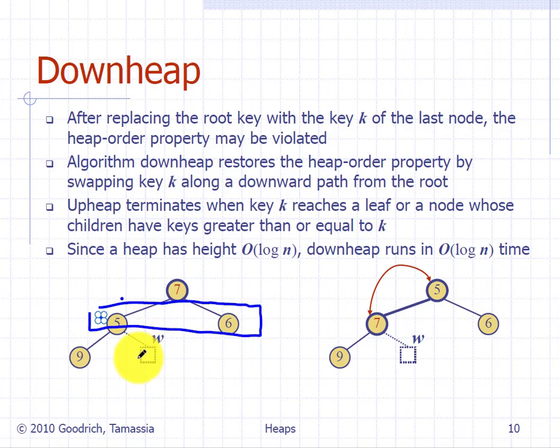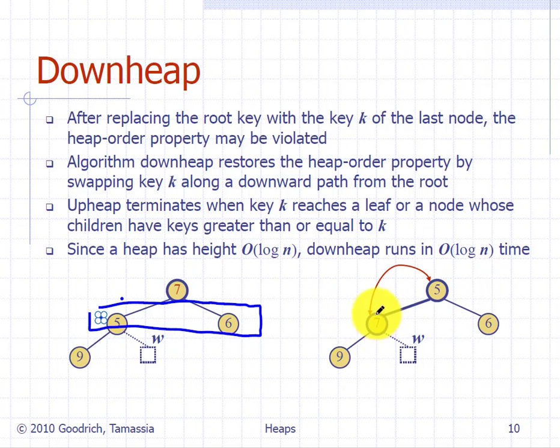Okay, you got these 2 children. So 7, we need to pick now the smallest of the 2 children to replace 7, to swap with 7. So we compare 5 with 6, which is smaller? 5. So 5 is smaller, so we're going to swap 7 with 5. So we swap 7 with 5.